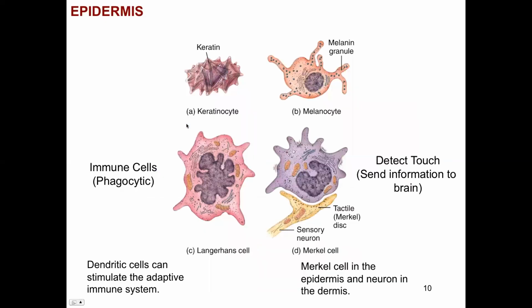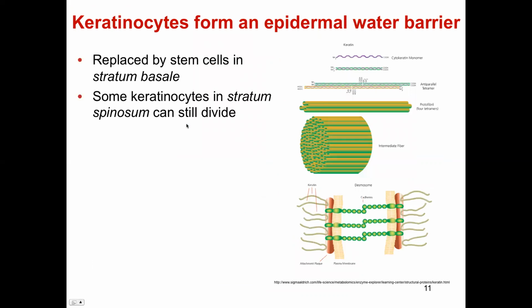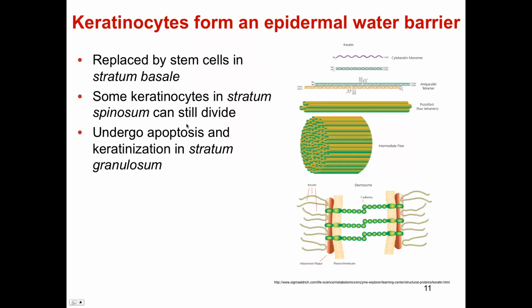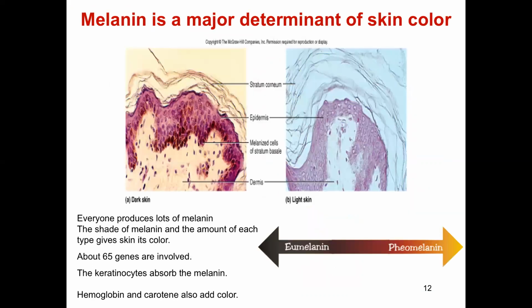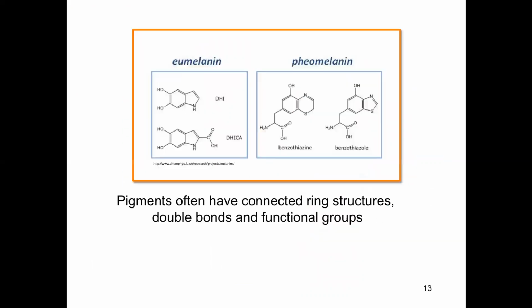All right. Okay, so let's go through this, and I already went through this. So we've got where we're making our keratin and how we're getting our water barrier and our connections between our keratinocytes to make this cohesive layer of skin. We went over our melanins and the different types.